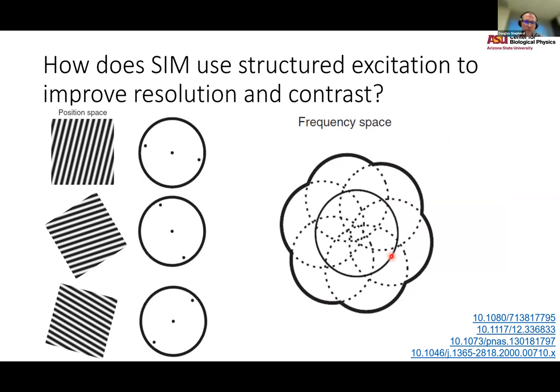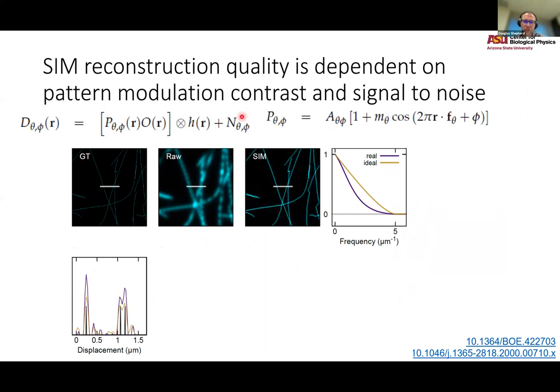So to do that, we have to take data at a bunch of angles. And then what we have to do is solve this inverse problem. The inverse problem is as follows. We have our true object, and that's multiplied by our pattern, which is described by this 1 plus a cosine. That is then convolved with the point spread function of the imaging system. And then there's noise applied. So what we have to do is invert this whole thing.